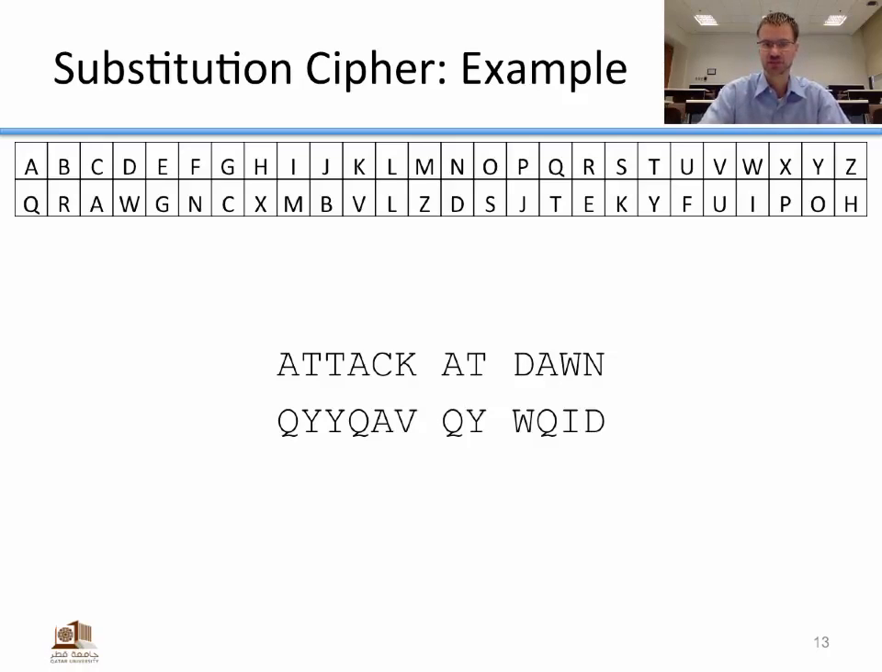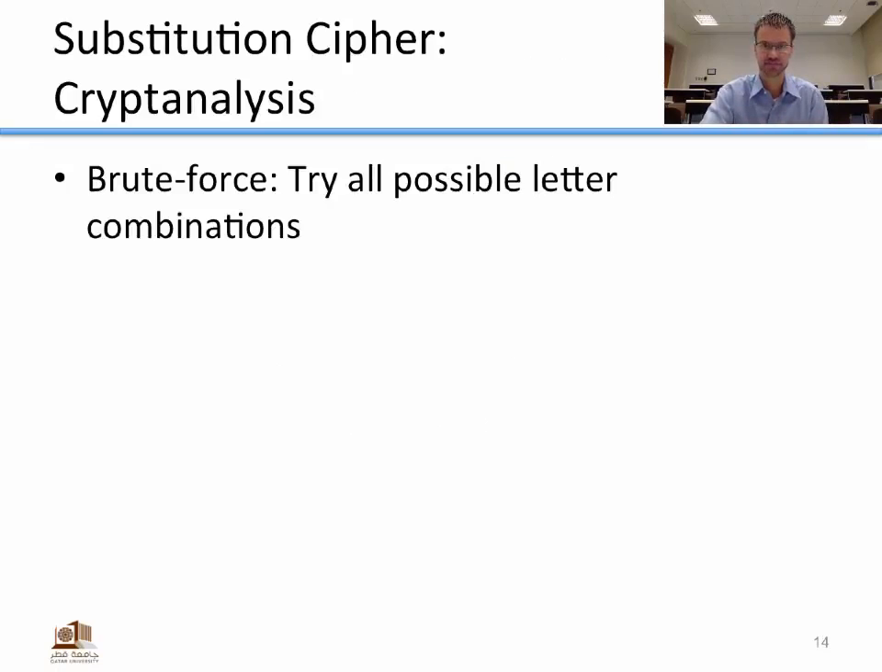And decryption would be just as simple, except I would go in reverse. Instead of looking up in the top and reading the bottom, I would look up in the bottom and read at the top. So, Q becomes A. Y, got to search for Y. Here it is. Y becomes T. A becomes C, etc. So decryption is fairly simple as well, as long as you have this table that translates the possible substitutions.